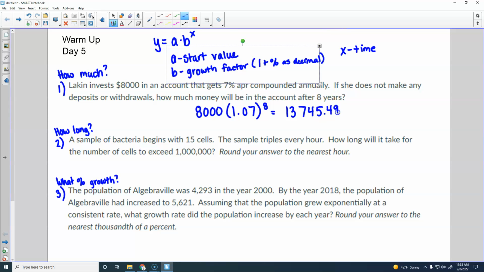Oh, let me fix that. There we go. All right, do you guys agree? Starting value is 8,000. Does that sound good? Okay. 7%, if we change it to a decimal, is 0.07, and we put the 1 in front of it. So that looks great. 8 is our time, so it goes there as our exponent. And as long as she typed it in right, that seems correct. I didn't type it in. Somebody check her, make sure she didn't hit a button incorrectly, but I think it looks good.